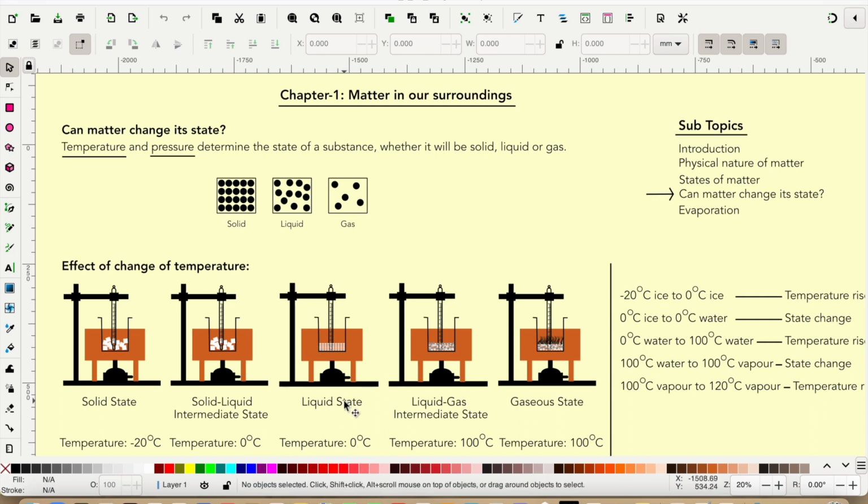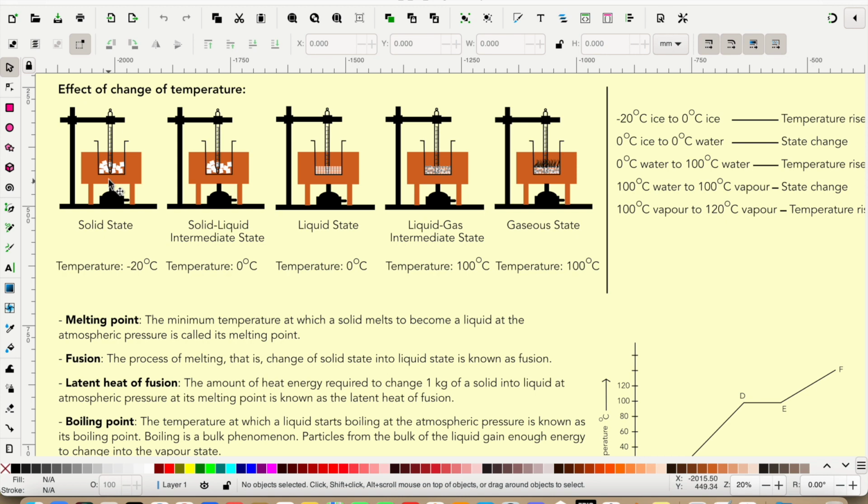Now the same process will be repeated while liquid changes to gas. Let us see how. As the temperature of ice kept increasing till it reached its melting point, similarly temperature of water will keep increasing till it reaches its boiling point, that is 100 degrees centigrade. At 0 degrees centigrade, ice started melting. Temperature remained constant at 0 degrees centigrade till the whole ice melted and changed to water.